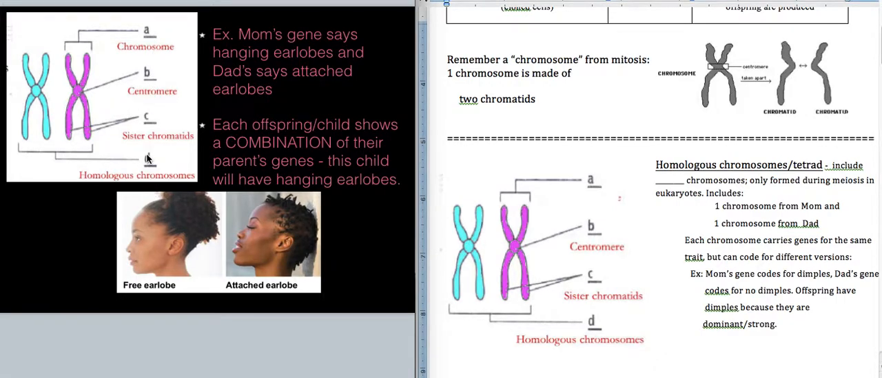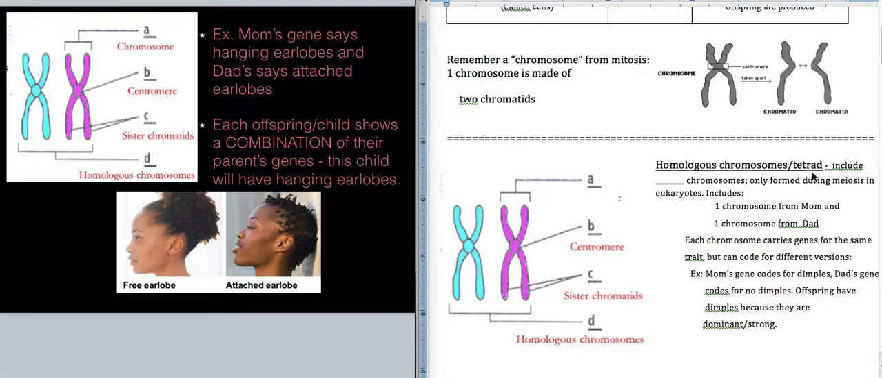So here, let's look at these labels. The X is a chromosome. The little button is a centromere. The two halves are the chromatids. And if I scoot back over here, that's the chromatid right here. And then the two of those X's put together is the homologous chromosome.